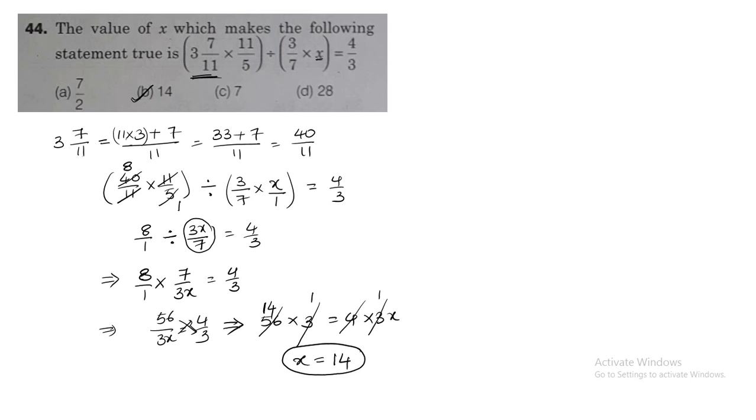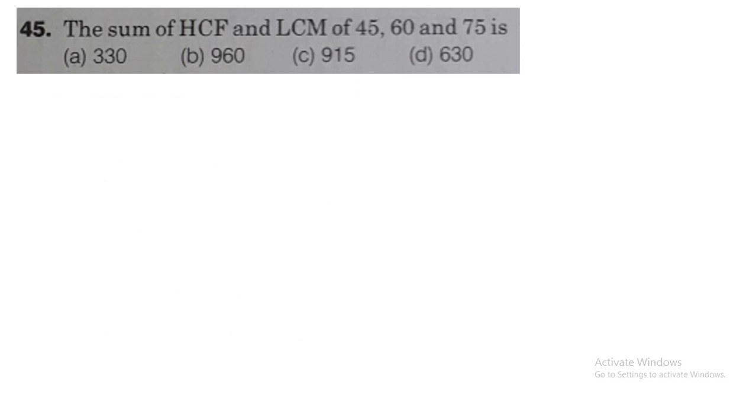Right. Next, moving on to question number 45. The sum of HCF and LCM. First of all, we need to find out HCF and LCM. So how to find out the HCF and LCM? First we will find out HCF. So what are the given numbers? 45, 60 and 75. First of all we are going to find out HCF.